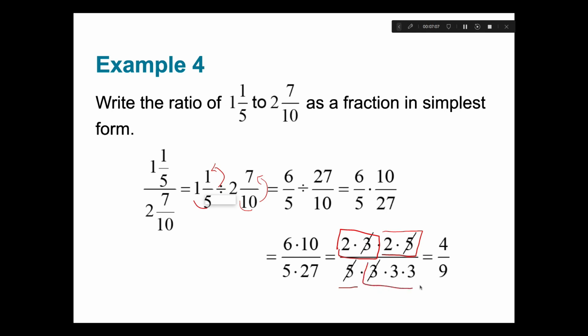So those are the factors of 27, and then they can go through and be like, well, here's a 5 and here's a 5, so those cancel out. Here's a 3 and here's a 3, so those cancel out. 2 times 2 is 4. 3 times 3 is 9. So reduce down to lowest form, that ratio that we started with is actually just 4 over 9.